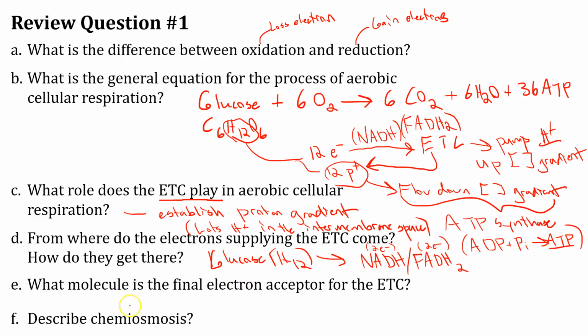Okay. What molecule is the final electron acceptor for the electron transport chain? That's oxygen. So remember, we've got electrons and also protons merging with oxygen, and this forms water. Okay.